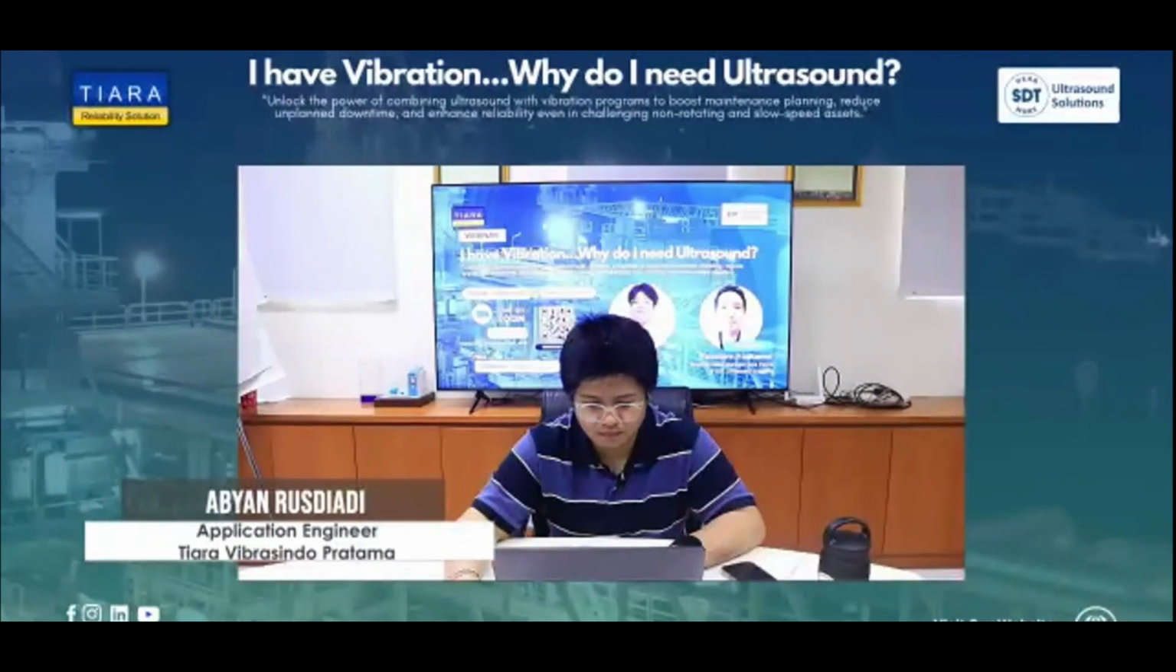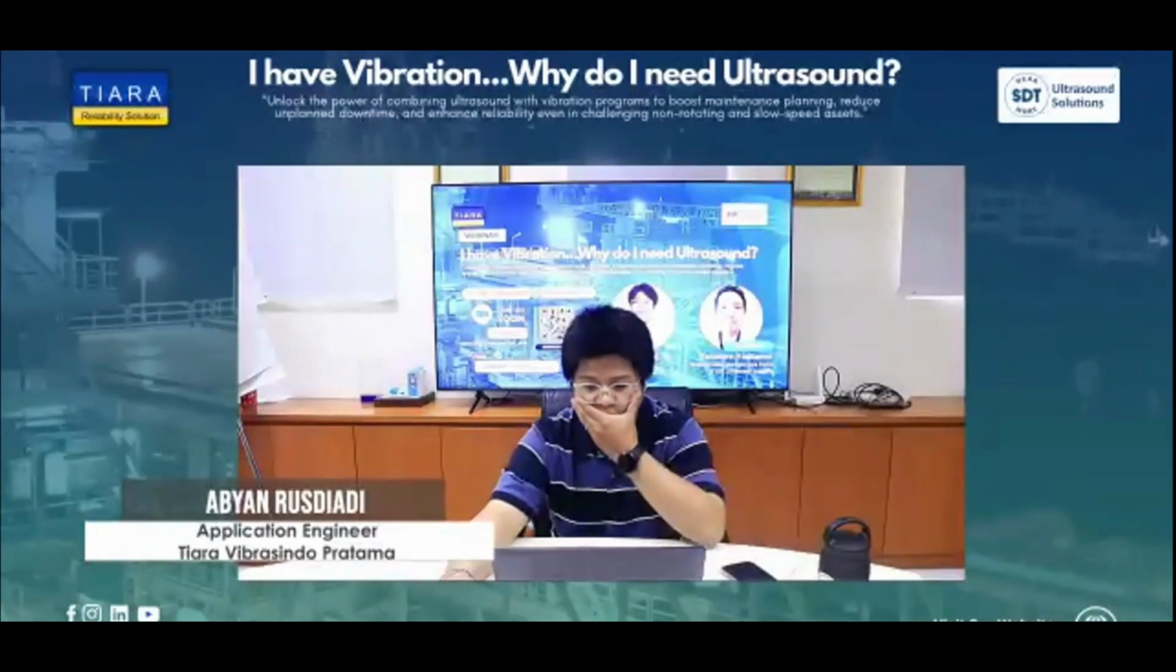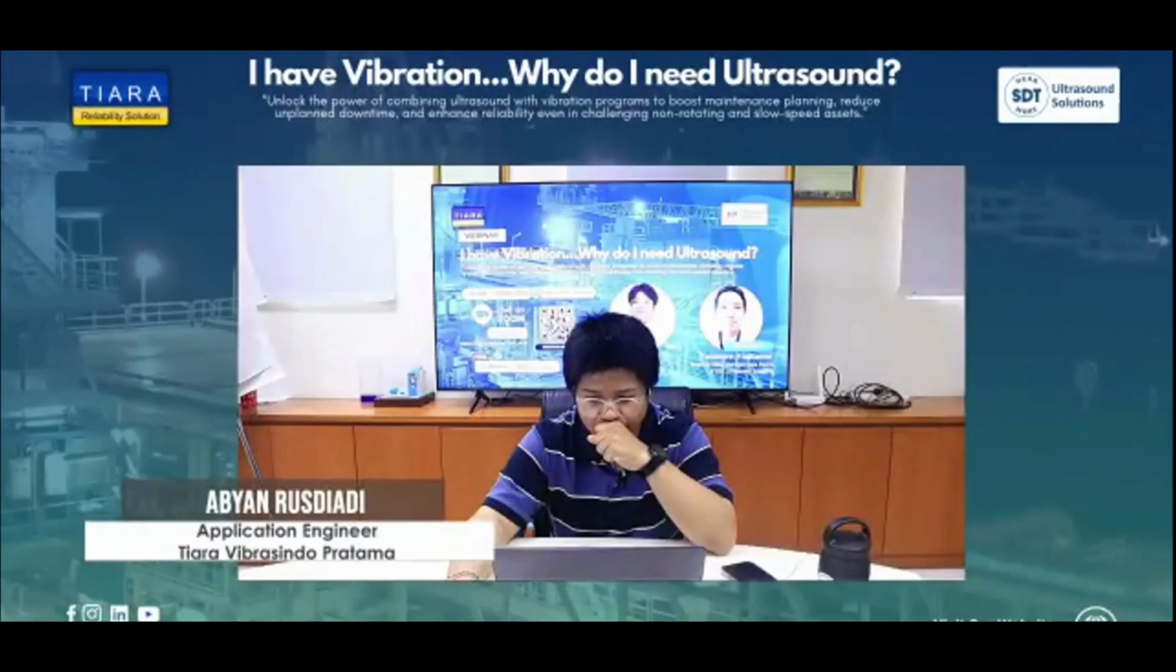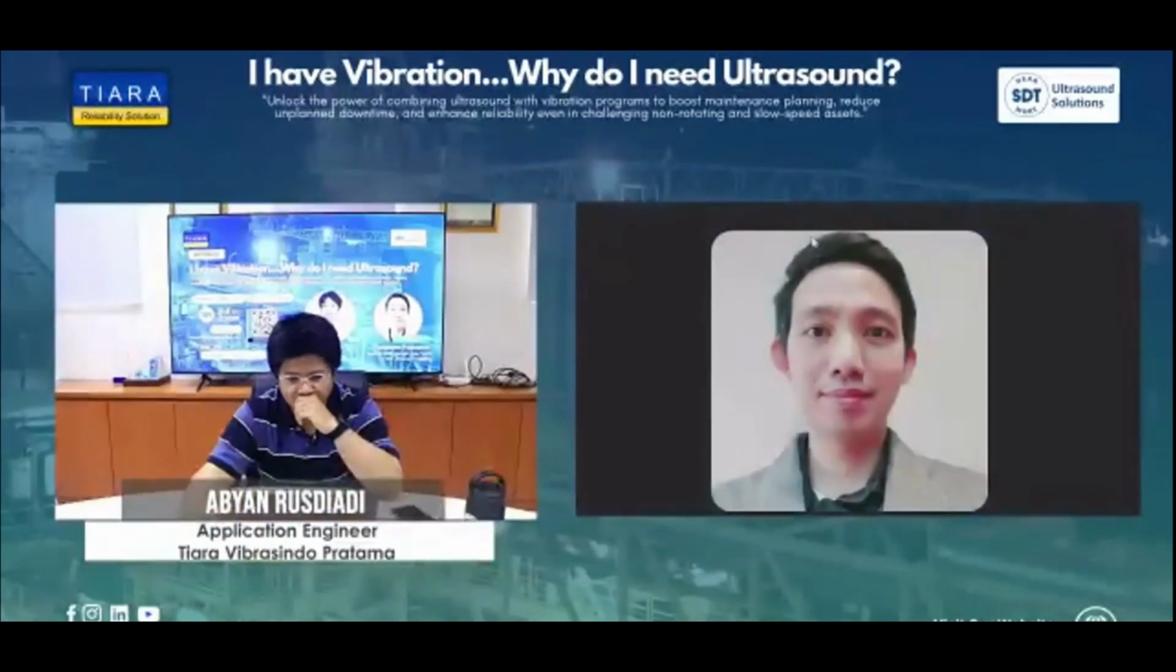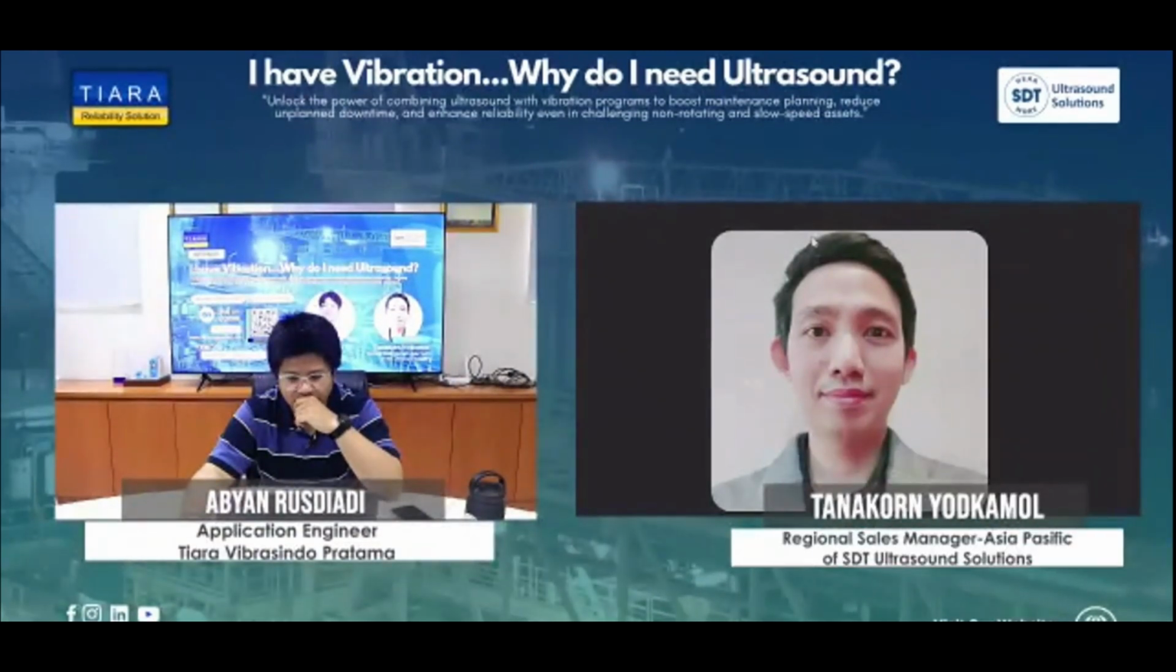The second thing is the same if you have cavitation. When you use vibration to detect cavitation in a pump, you detect the impacting from the energy inside the pump. But for sound, we detect the sound that is generated from the cavitation inside the pump. What's different? If the cavitation is very low energy, vibration cannot detect it. But the low energy of the cavitation generates sound. We can detect it by using the ultrasound detector also.